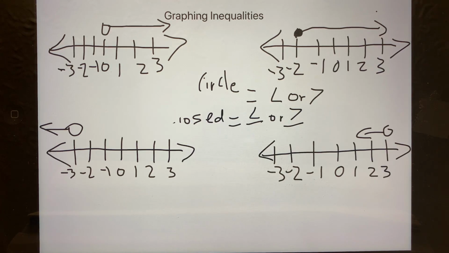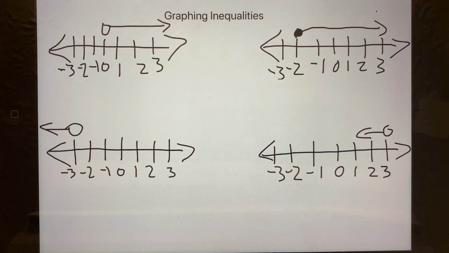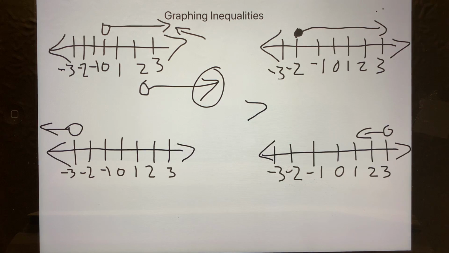Alright, let's go back to this first question. Make note of that, it'll help very much. From here, you can see it's an open circle, so we know it's less than or greater than. The next tip is something else you can make a flashcard of. You see this end part, that arrow? It looks like a greater than symbol. That's an easy way to figure it out. Now we know it's greater than.